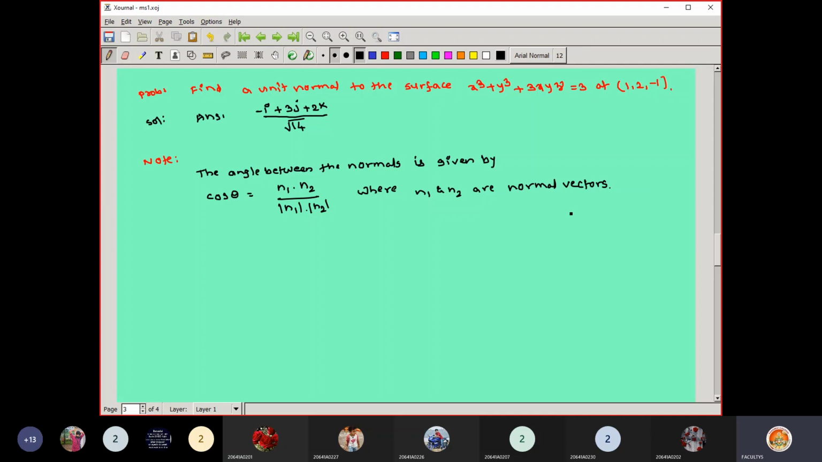Once you get those two unit normal vectors, you can directly substitute in the formula to get your answer, that is the angle between the two unit normal vectors. Of course, it takes a little time to complete the problems, so we take them in the next class.